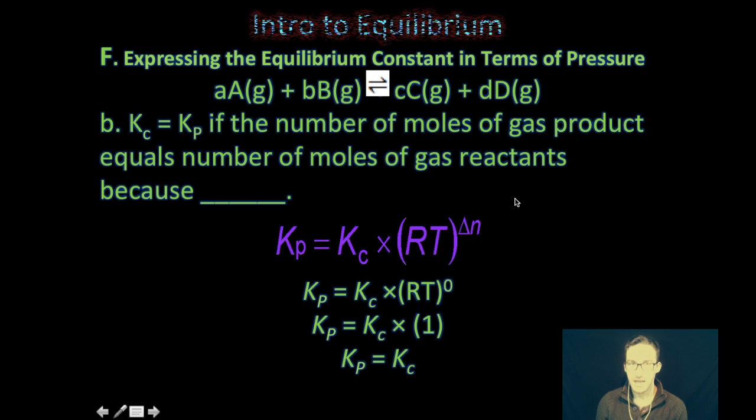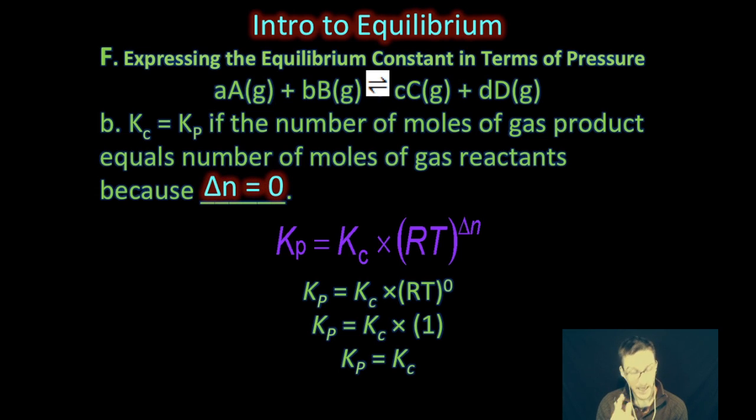Quick test tip here, though, is to keep in mind that Kc will equal Kp. It can happen, it will happen, but that is only true when the change in the number of moles of gas products compared to gas reactants is 0. And that is true because when you raise that to the 0 power, it's essentially 1, and therefore Kp will be equal to Kc. But again, important, that is only true when the change in number of moles is 0.